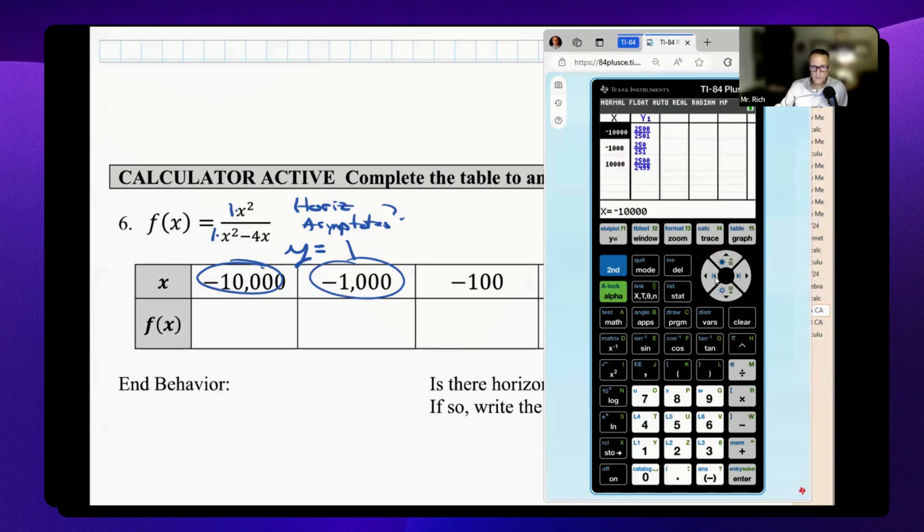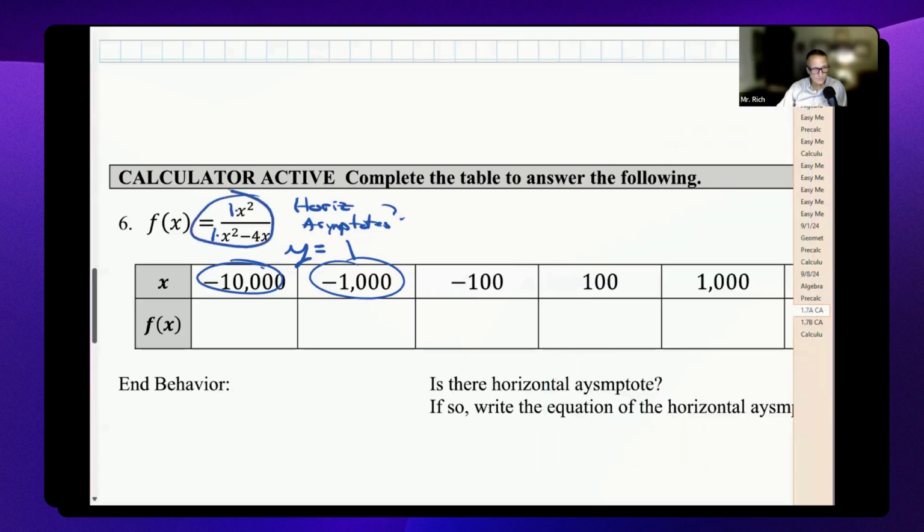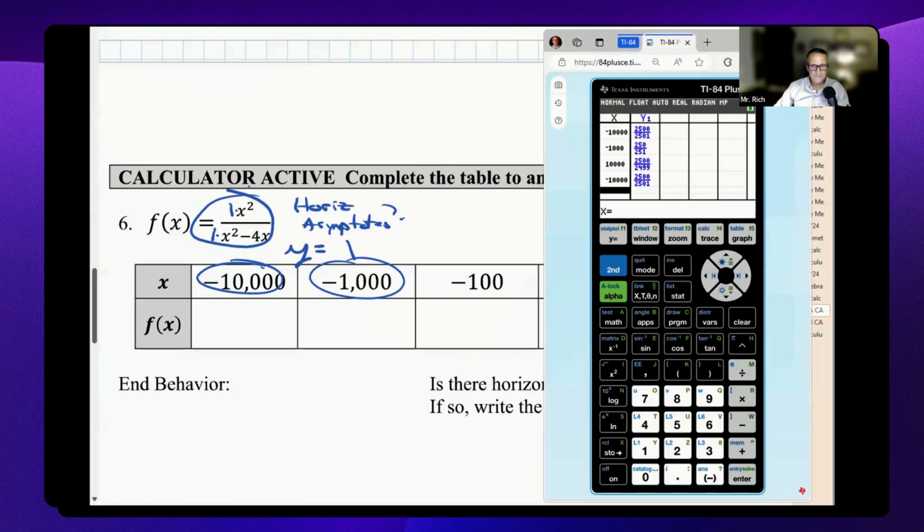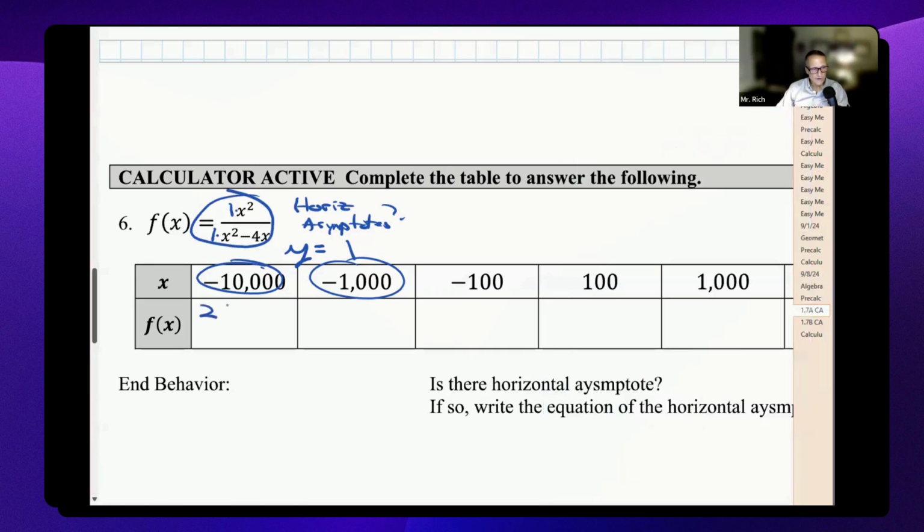All right, now this is left over from what I was working on earlier, but I'm going to go ahead and put in negative 10,000 into the table. It sends that negative 10,000 back to the equation that I saved in Y1. And you can see the header here says Y1. It tells me that when you plug negative 10,000 into this function, the answer is 2,500 over 2,501.